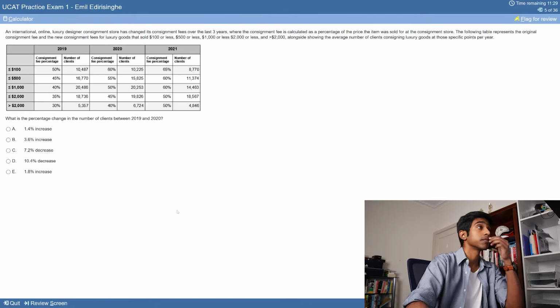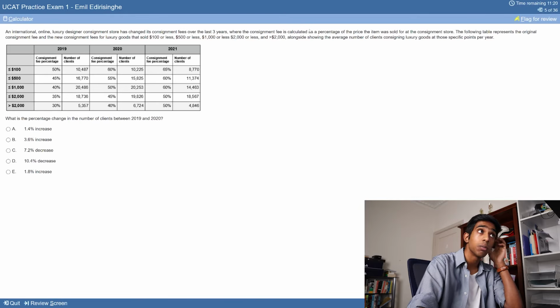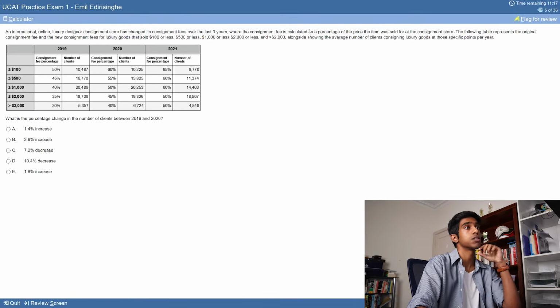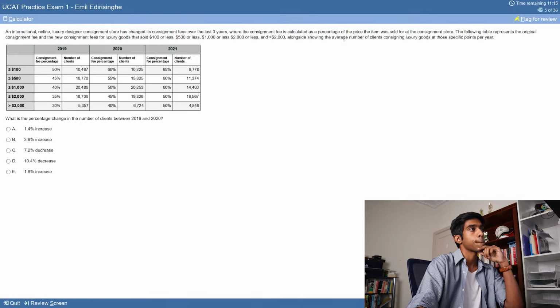Okay. So an international online luxury designer consignment store has changed its consignment fees the last 3 years. Consignment fee is calculated as a percentage of the price the item was sold for at the consignment store. Oh, right. The following table represents the original consignment fee and the new consignment fees.